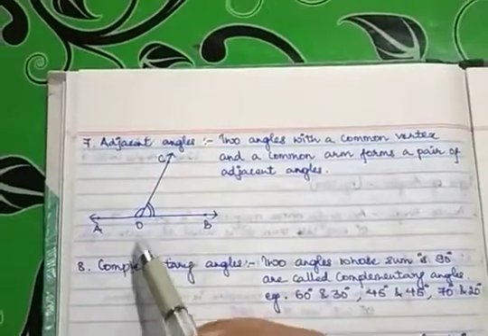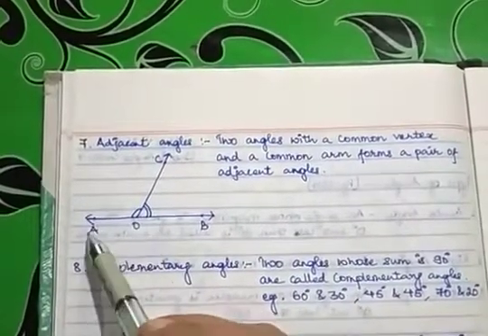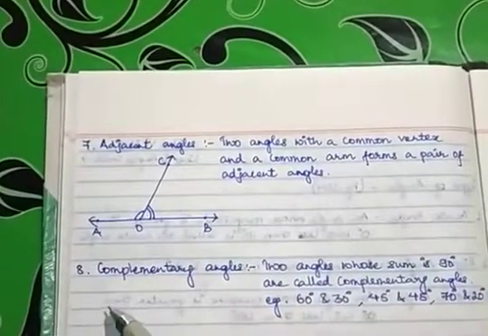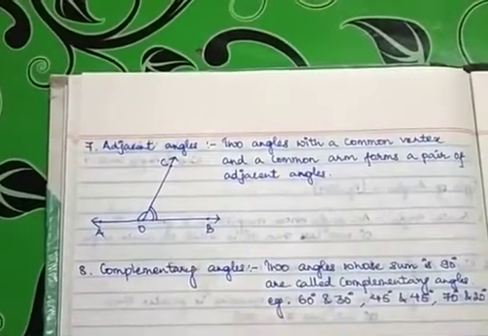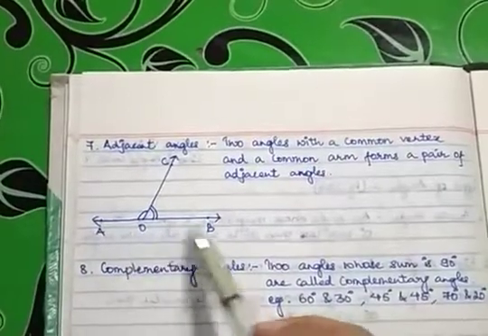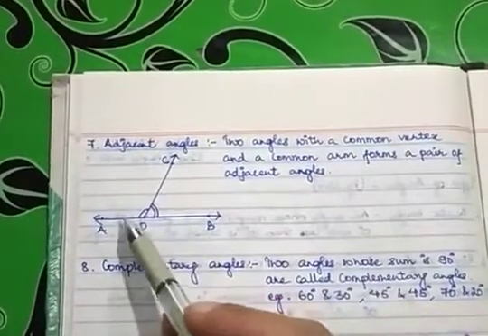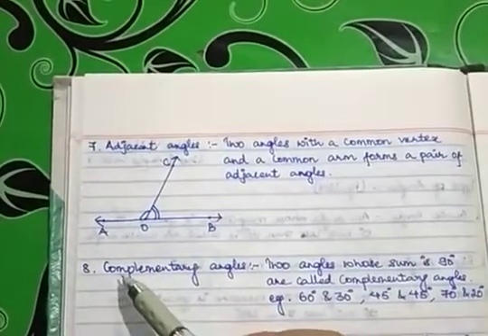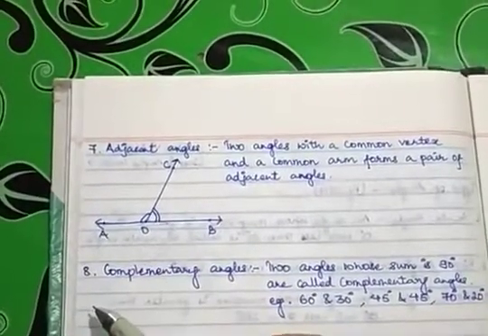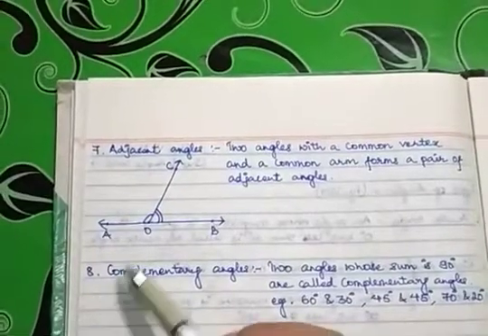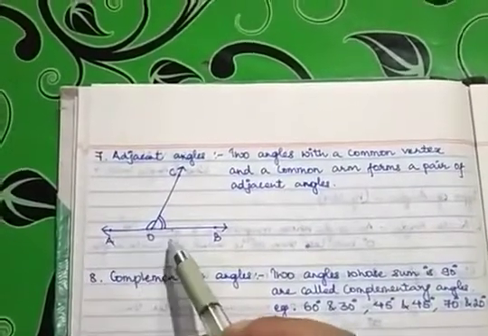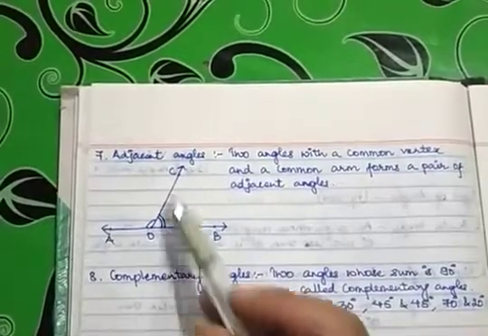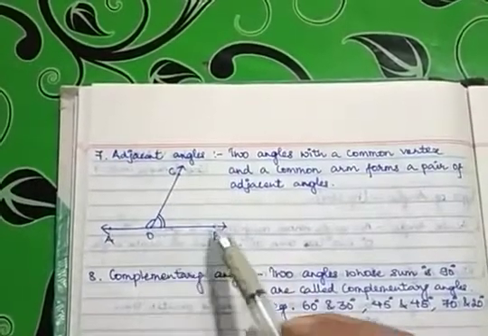So see, how many rays do we have here? OA, one ray, OC, another, OB, another. That means in this figure we have three rays, isn't it? OA, OB and OC. All three rays share a common endpoint O. That means obviously the angle will form there, isn't it? The angles formed here are AOC, and COB, another angle.